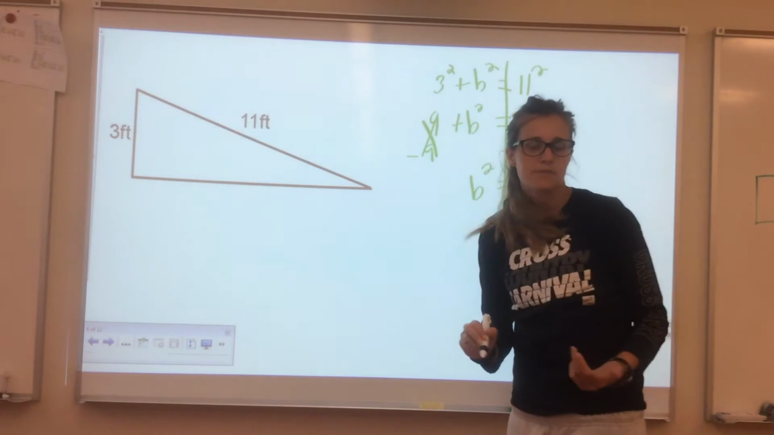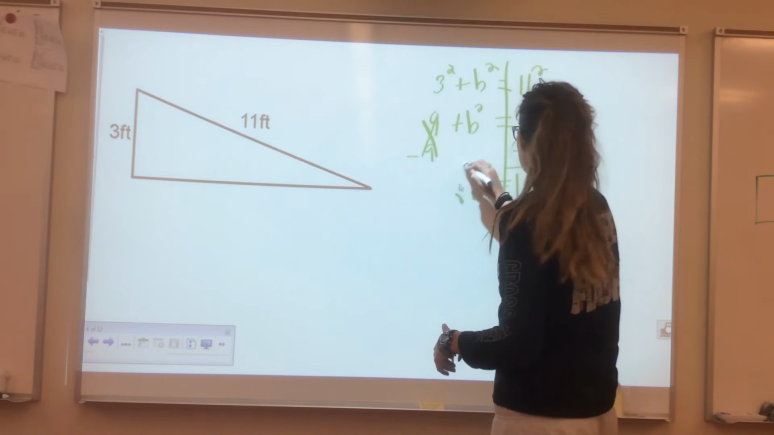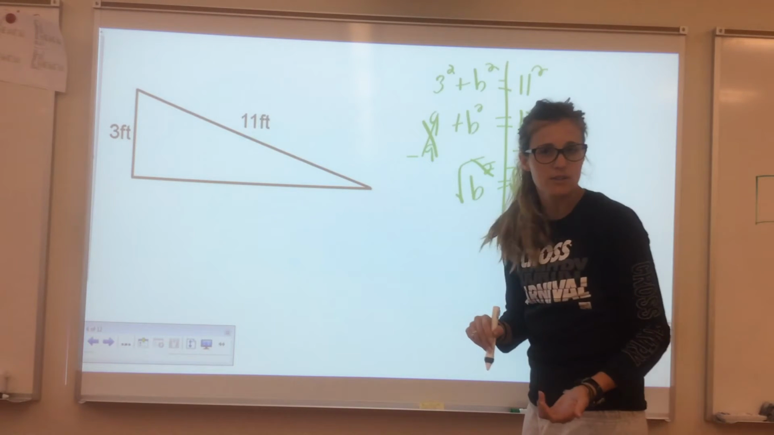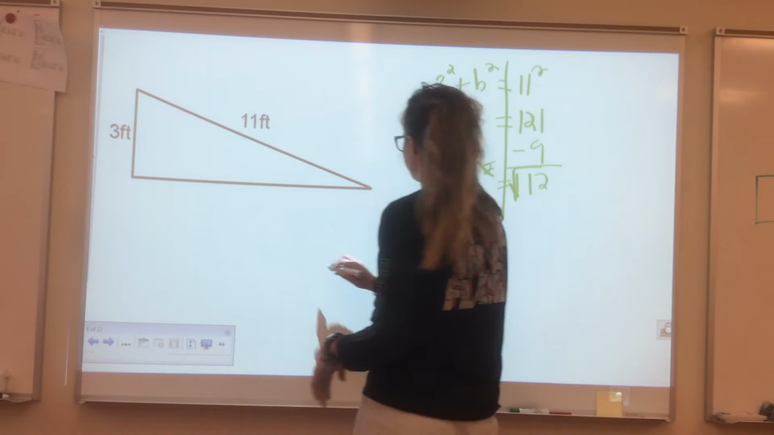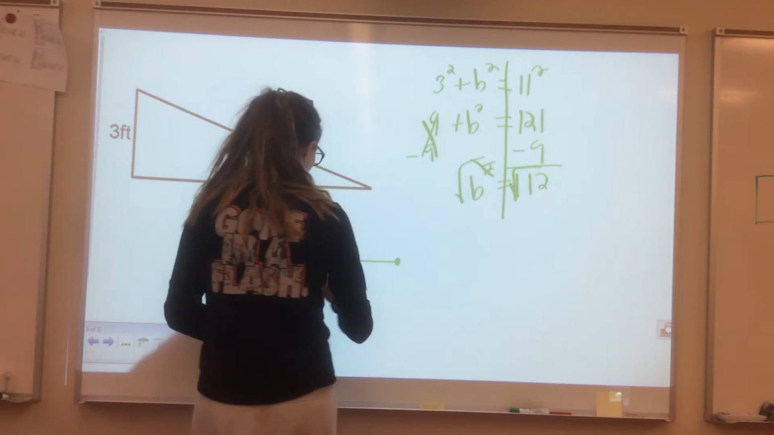And the last step is very similar to finding the hypotenuse. We're going to square root B and 112 so we can get rid of the square. And now we're going to have to estimate the square root of 112.